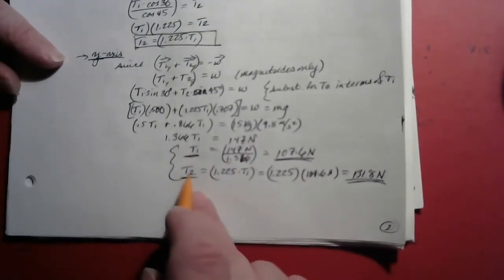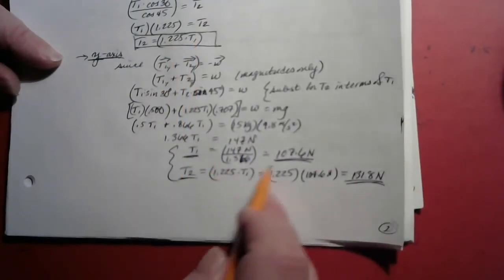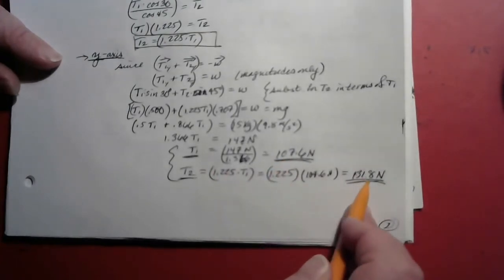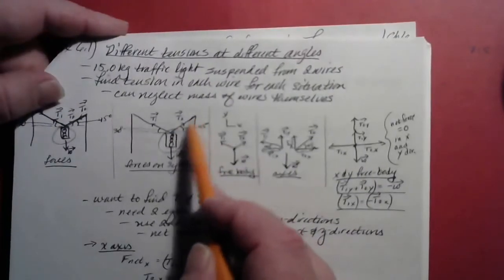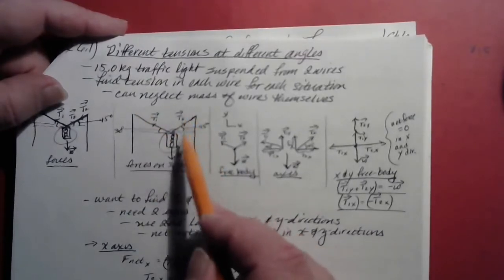For T2, well, that's 1.225 times T1. So 1.225 times 107.6 is 131.8. So T2 has greater tension in the line than T1 does because it's at a steeper angle.